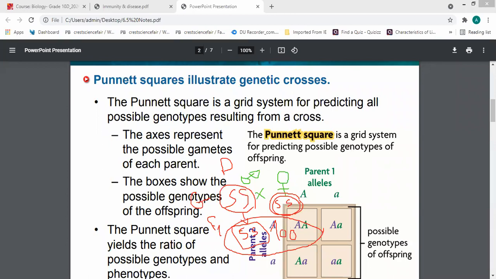Yes, we hear you. Okay, capital S, small s. This offspring, homozygous or heterozygous? Hetero. Why? Because it's different: one capital and one small. Excellent. One dominant and one recessive.